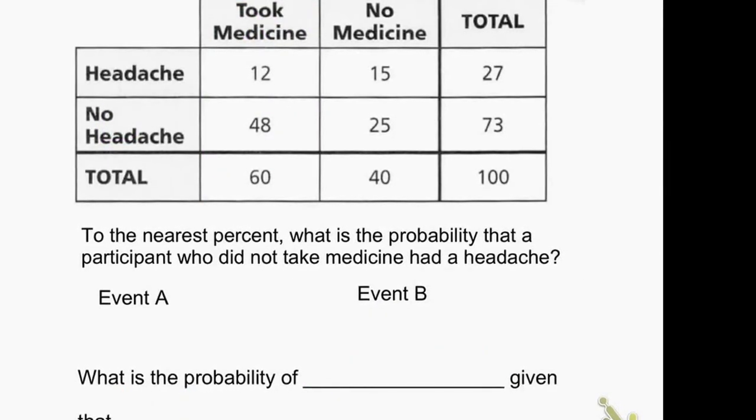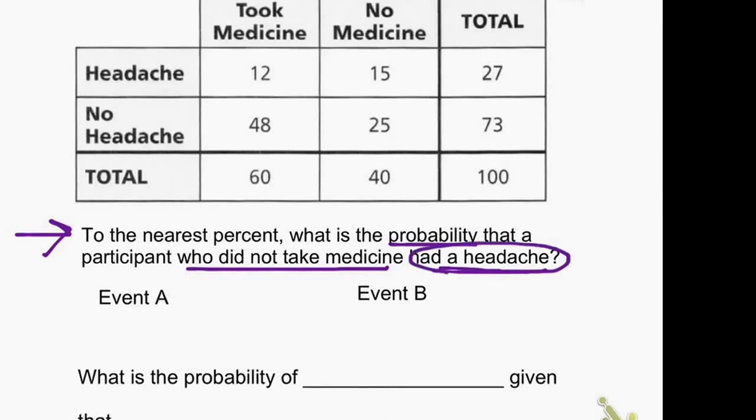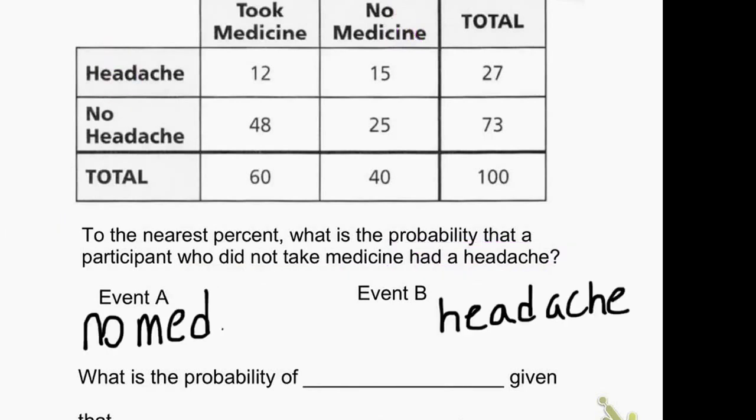Let's look at a different situation here. This question states, to the nearest percent, what is the probability that a participant who did not take the medicine had a headache? So I want to know the probability that they had a headache. I look at my top row to find event A, and event A is going to be who did not take the medicine. And I look at my first column to find event B, and that is had a headache, so that would be event B. And again, it helps to label. So I'm going to say event A is no medicine, and event B is that he had a headache.